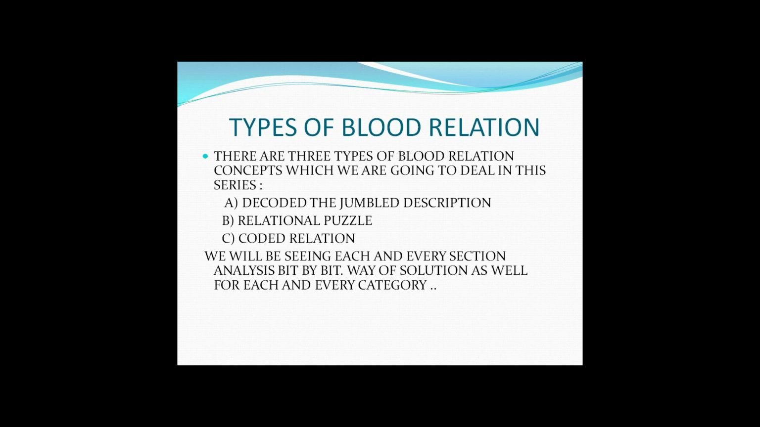The first one is decoded, the jumble description. The second one is relational puzzles, and the third one is a very important one, which is like a combination of a little bit of mathematics and qualitative. But you need not do any mathematical operation, as I have mentioned earlier that it is an analytical part. So we will be seeing each and every section's analysis bit by bit and their way of solution for each and every category. So let me introduce all the sections, all the parts one by one.